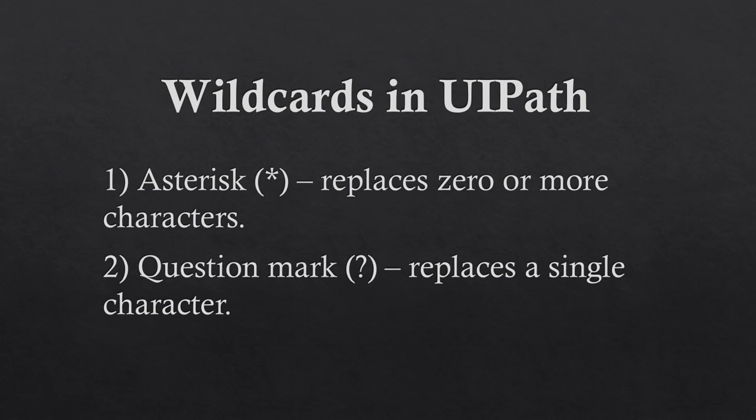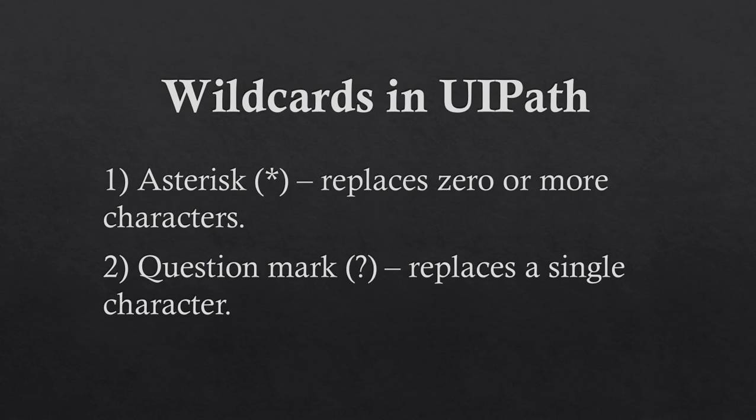So why would we use a wildcard in web automation? Suppose some characters or string values are dynamic in the web automation process. Those string characters we can replace with an asterisk or a question mark. Asterisk we use to replace zero or more characters. Question mark replaces only a single character. So these are the wildcards: basically, two wildcards we can use, asterisk and question mark.